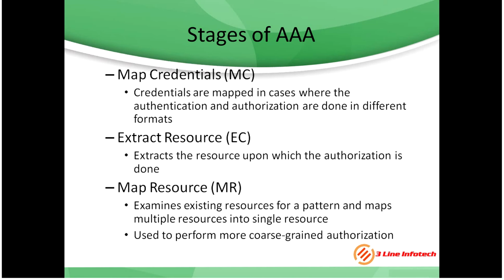So what are the stages of AAA? One is to map the credentials: extract the resource, extract the value of the username and password, and map the results. So map the incoming username and password to the corresponding resource, and validate across the LDAP or across the file. Then identify whether the user is an authenticated user or not.